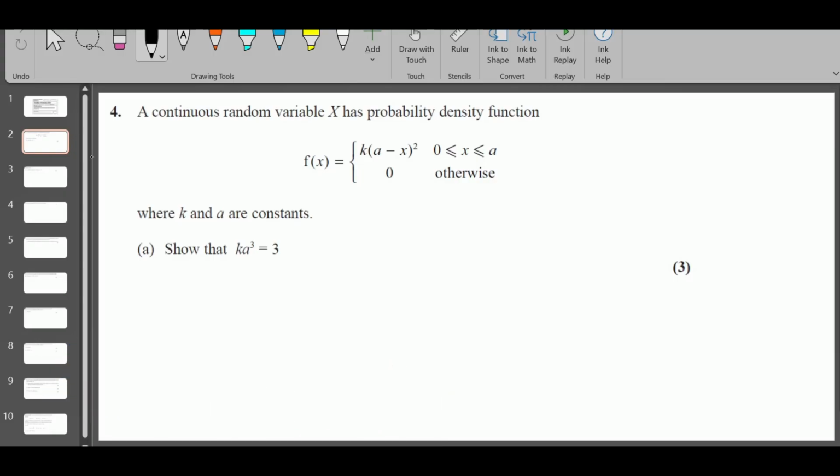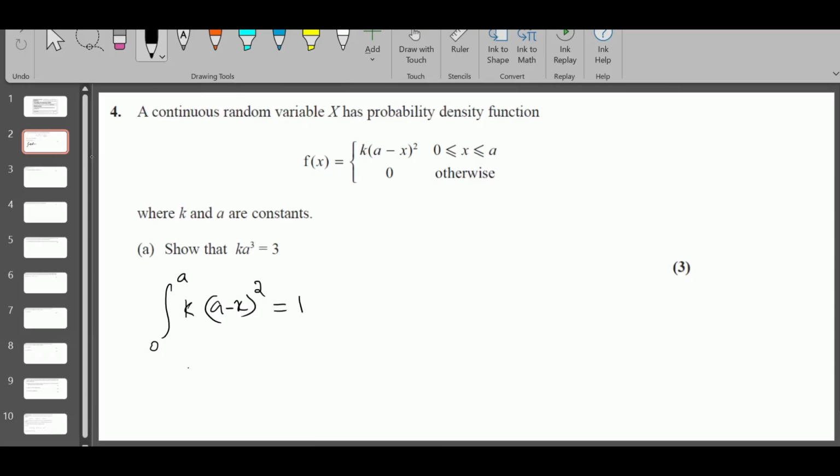A continuous random variable has a PDF f of x given, where k and a are constants. Show that ka cubed is 3. So we know when we integrate the function from 0 to a in the given limits, you are going to get the area below the graph, which is 1. It should always be 1, right?